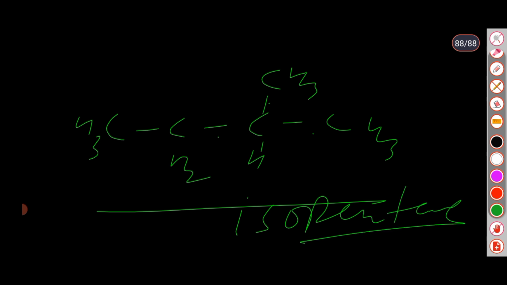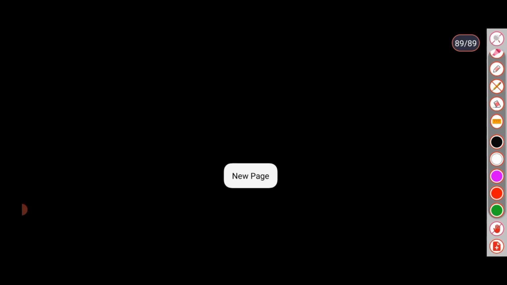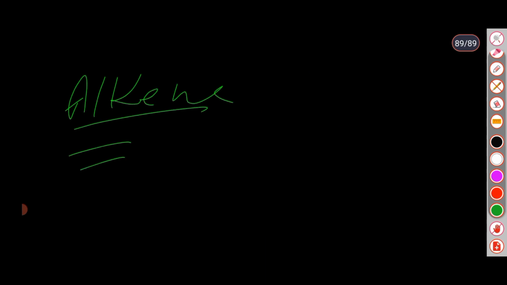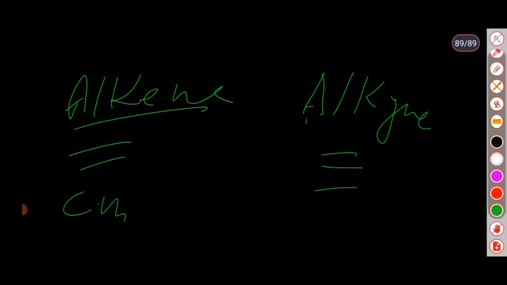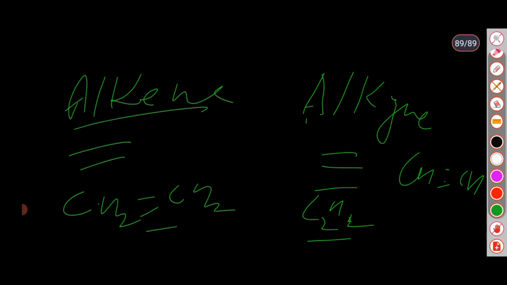So these are the isomers you can draw easily as asked, as per the number of carbon atoms, as alkene, alkyne. Alkene or alkyne, there will be a double bond in alkene. Alkyne, there will be a triple bond. Simplest alkene, CH2 double bond CH2, that is ethene, and simplest alkyne, C2H2, or you can write CH triple bond CH. This is acetylene or ethyne.